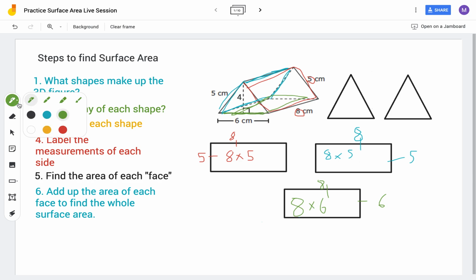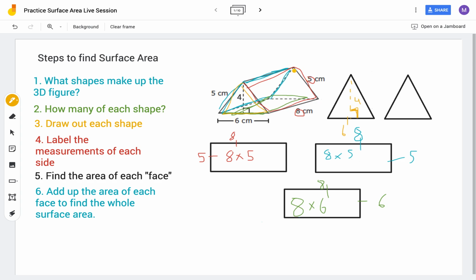Now we need to do our triangles. So we have 2 triangles. This one has a base of 6 and a height of 4. Whenever you see the little shape that makes it look like half of a square, that is showing you the height of a triangle. Whenever you see that, the number that's near it is what you have to pay attention to. The height of our triangle is not 5, that's the side. We're looking at the height, so our height here is 4.